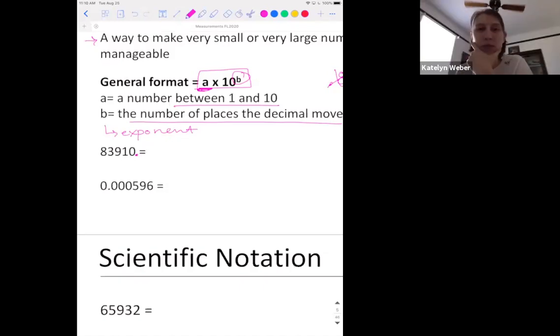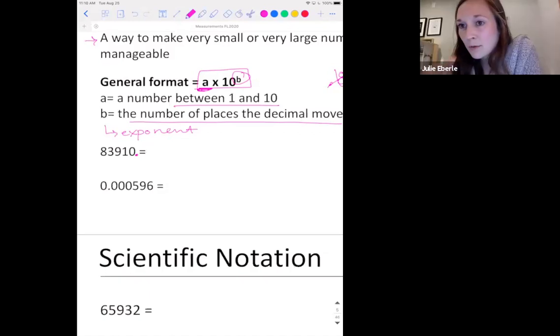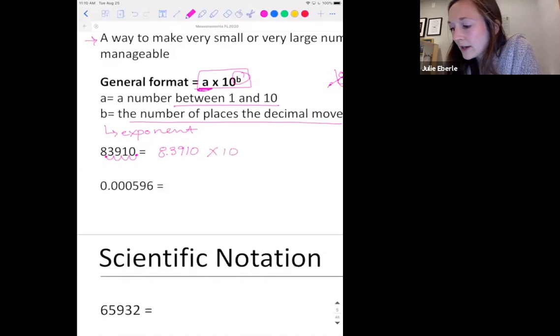So if we're going to convert this to scientific notation, we've got to make this number a number between 1 and 10. So I've got to move the decimal until, like Abby mentioned, it is 8.3910. Now that's a number between 1 and 10. So I'm going to write that out, 8.3910, and then we've got to count the number of places the decimal moved. Well, it moved 1, 2, 3, 4 places. So that's going to be our exponent, times 10. And here, for this example, it's a positive 4, okay? If you did 8.3910 in your calculator times 10 to the power of 4, you would get 83,910.